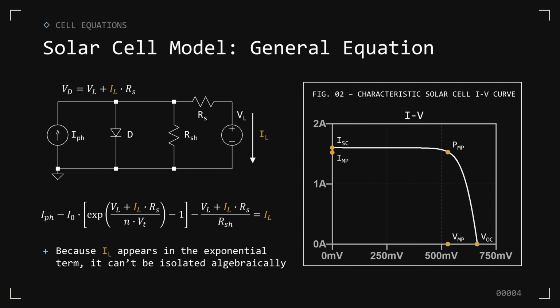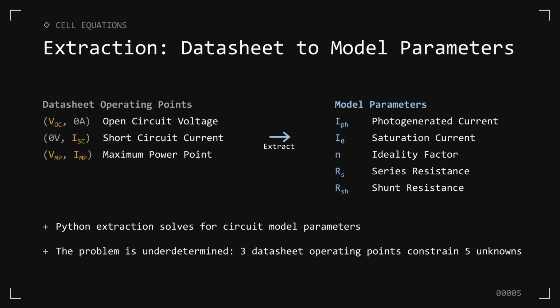You can see that the load current variable shows up inside the exponential, so it can't be isolated with ordinary algebra, which is why we'll lean on some useful numerical methods. And again, it's not just the form of the equation that makes the extraction challenging. Datasheets give us 4 data points, which really just describe 3 operating conditions: short circuit, open circuit, and maximum power. We still need enough constraints to recover the 5 model parameters.